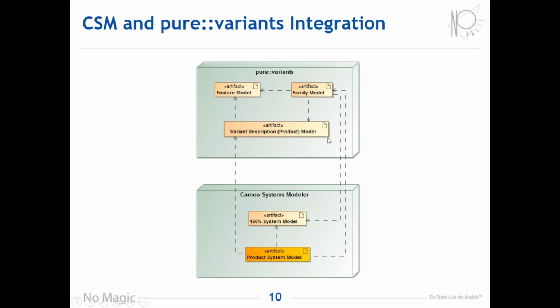And by using the variant description model from Pure Variants and this 150% system model, we can automatically derive a product system model for a specific variant. Also, what is possible to do in Pure Variants is to create a family model where all of those different artifacts for different domains, like requirements, documentation, system models, etc. will be managed. So we'll be looking over that during our demo.